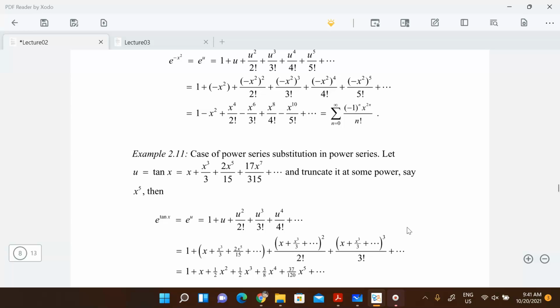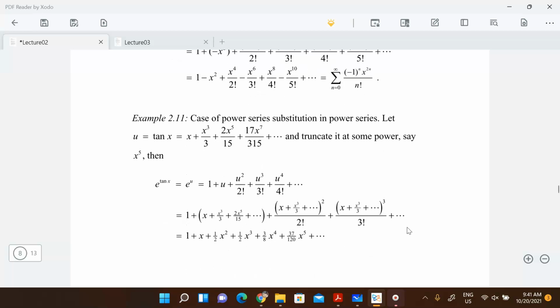Okay, what is this? Here's another, this is a bit more complicated now. Sometimes you have this kind of function appear in some integration, exponential of tangent x, for example. Again, you use the same technique. You write your tangent x as u, then you expand it, and then your u will now be replaced by tangent x, but your tangent x has an expansion that you have seen before, which is that.